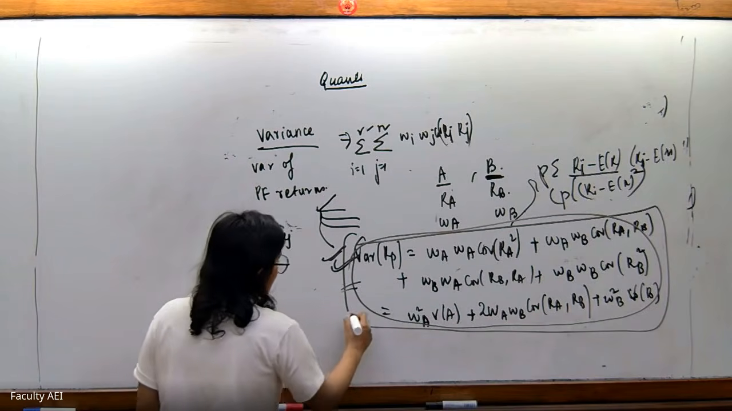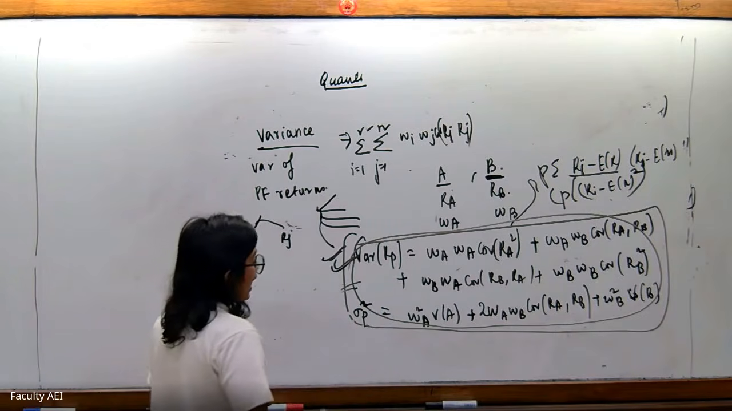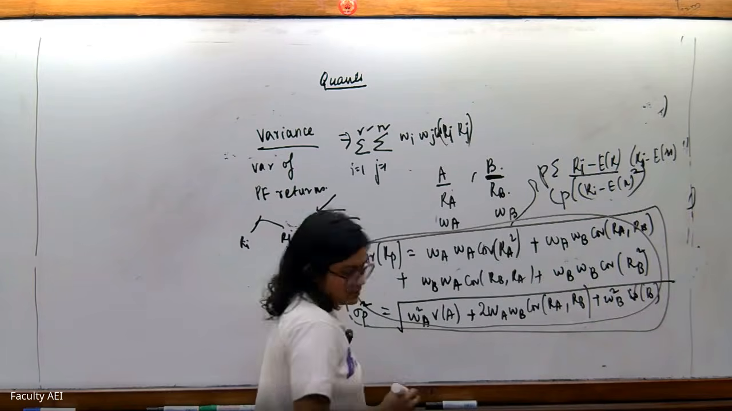So your sigma square P, or variance of the portfolio, can be written as this. And what will be the standard deviation of the portfolio? Simply the root of this.